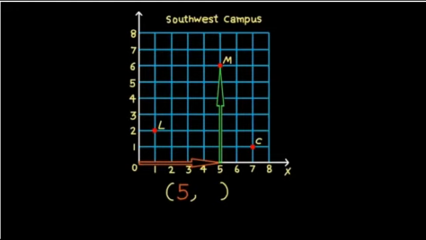Now let's insert that number into our ordered pair. See, the y-coordinate, or the 6, goes here. So the math building is located at (5, 6). And remember, the ordered pair always uses parentheses.